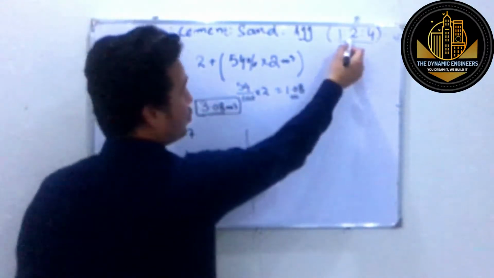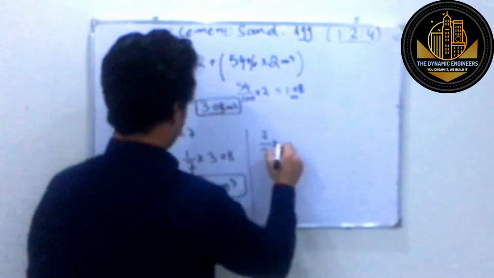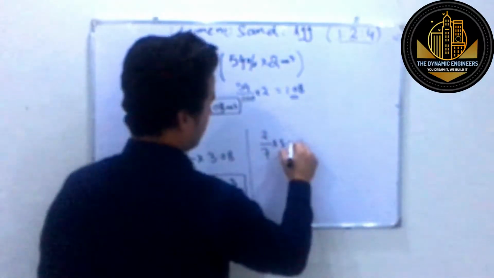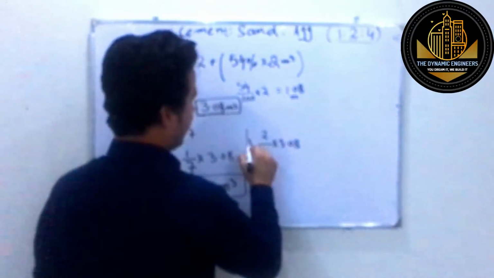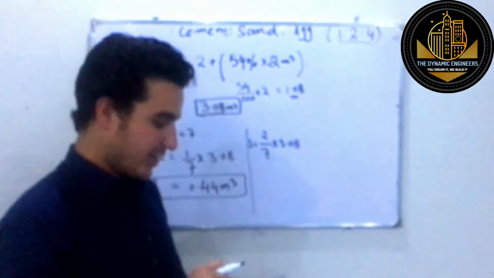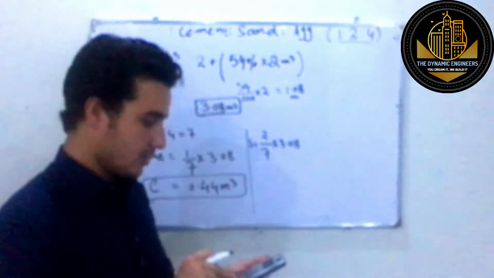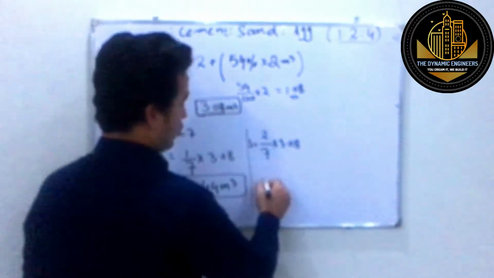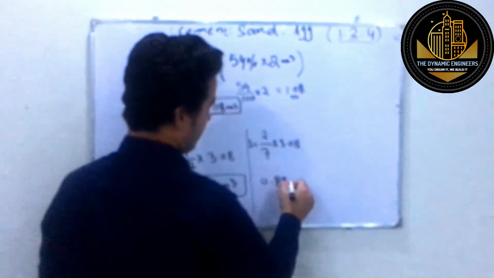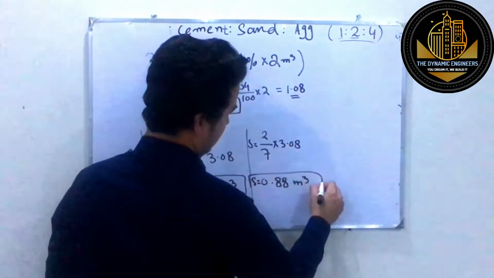Now the sand quantity is this. The first one is cement, the second one is sand, so it is 2 units. So 2 divided by 7 multiplied by 3.08, this is sand. So 2 divided by 7 multiplied by 3.08, and this is 0.88 meter cube. This is the sand quantity.